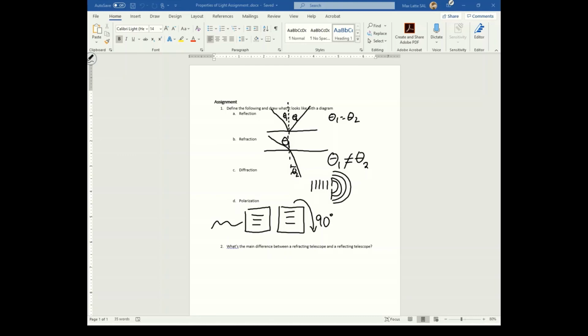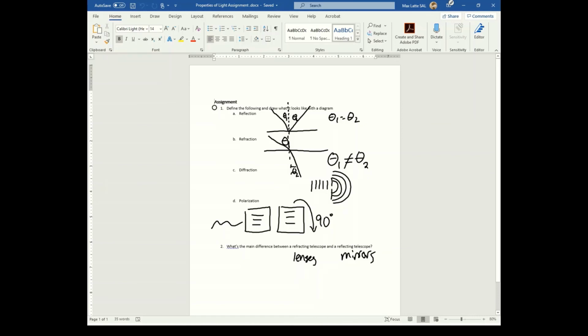What's the main difference between a refracting telescope and a reflecting telescope? Well, refracting uses lenses, and reflecting uses mirrors. Those are very key to what you know. Okay, and that's it. Easy assignment.